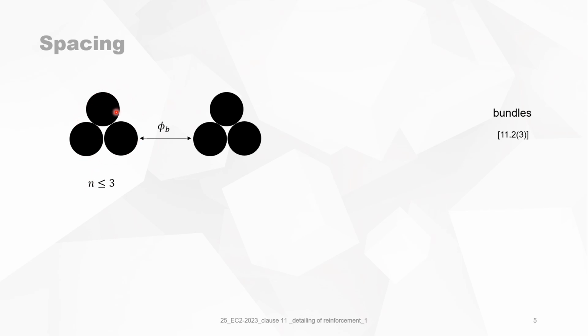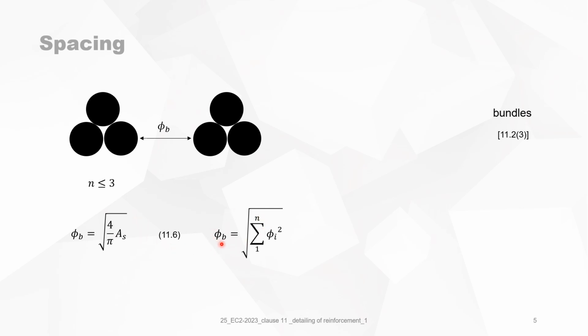The clear distance between bundles of rebars must be at least equal to the equivalent diameter of the bundle. And the equivalent diameter of the bundle is equal to the square root of 4 over pi multiplied by the total cross section of the reinforcement of the bundle. This is a slightly different definition than in the Eurocode version 2004. So I prefer to work with the following formula.